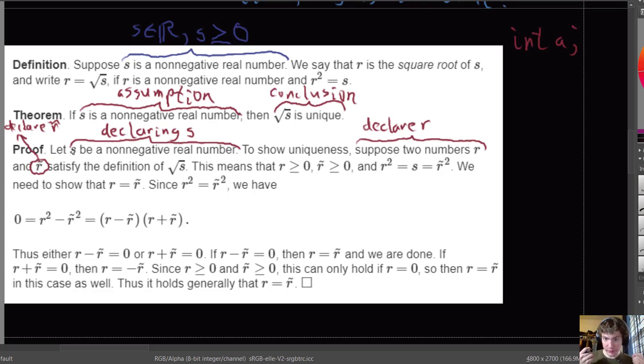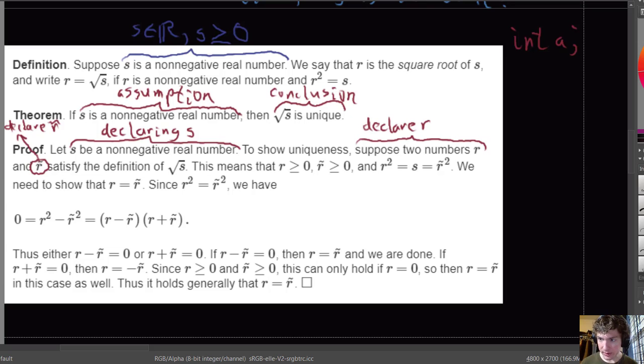So why did we declare two variables that satisfy the same definition? Because we're trying to show that the square root of S is unique, so there can only be one. And a uniqueness proof typically proceeds by, okay, to show there's only one, I'm going to instead suppose there's two of them and prove that those two must be equal. It follows that any time there are two, they must be equal. This means there is, in fact, only one of them. Right. Okay, so we've just declared two variables, R and R tilde. They're both square roots of S.